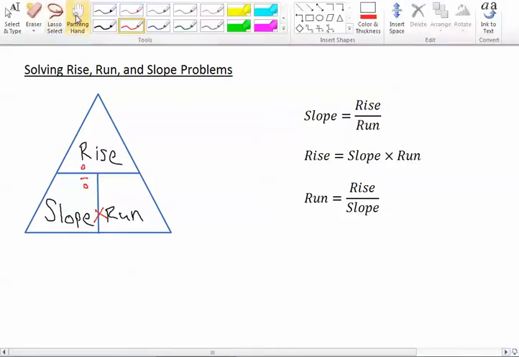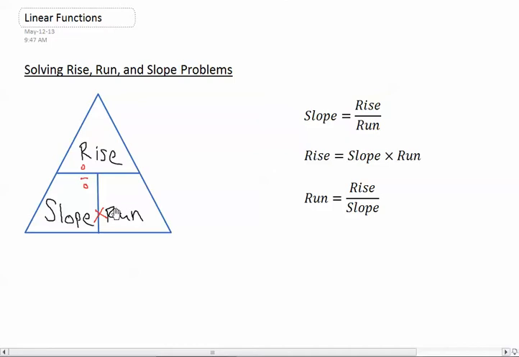So here, if I cover up run, I can see that what I'm left with is rise divided by slope. And if I cover up rise, I'm left with slope times run. Okay, so this is a handy diagram that you want to make sure that you commit to memory. This is the relationship between rise, run, and slope. Now, it doesn't matter if you put run then slope or slope then run. The order of these two doesn't matter. What's important is that rise is on the top.